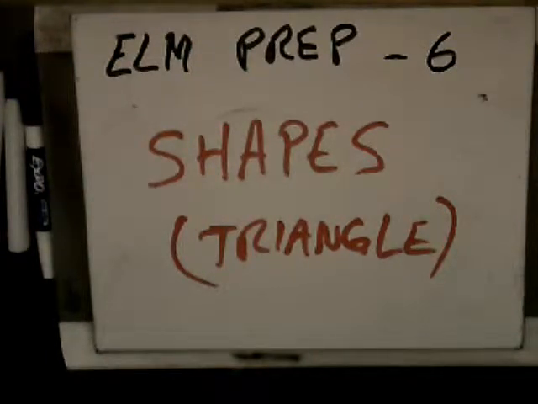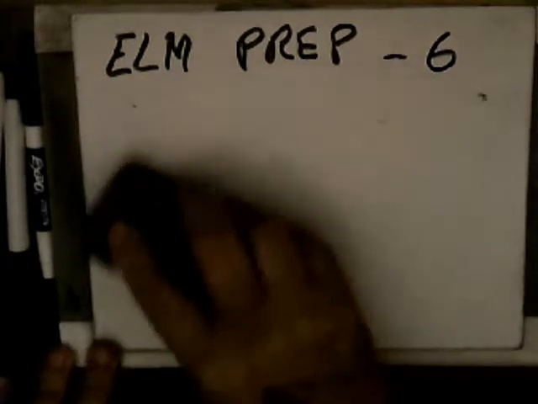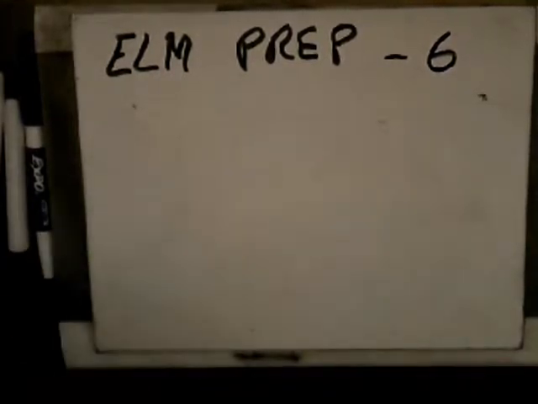Okay, welcome back. This is ELM Prep, Part 6. Shapes, a little more shapes, but we're talking about triangles this time. The triangle is quite often problematic to a lot of students because the concepts become a little hazy in terms of perimeter and area. Perimeter isn't too bad, but area becomes tricky.